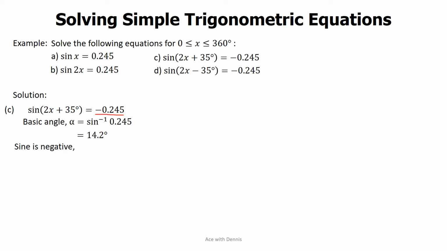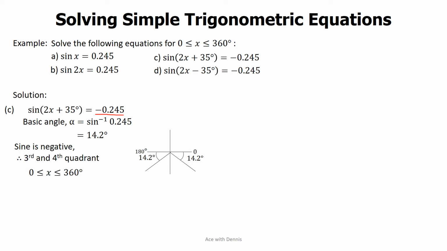Next, now for C, the sign is negative. Therefore, it is in the third and the fourth quadrant. Now we draw the diagram, fourth and third quadrant. So the base angle is here, 14.2, and this is 194.2 degrees in the third quadrant. So 0 to 180 degrees.